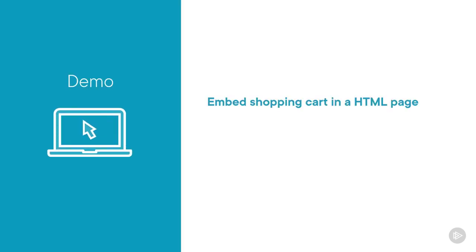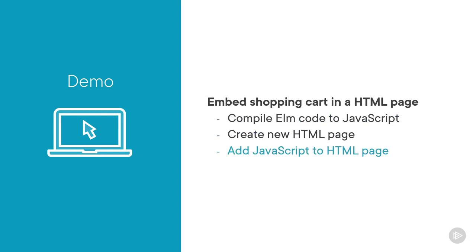We are going to embed our shopping cart in a HTML page. To achieve this, we are going to compile the Elm code of our shopping cart into a JavaScript file. Then we are going to create a new HTML page, add the JavaScript file to the HTML page, and check that the shopping cart is still working.